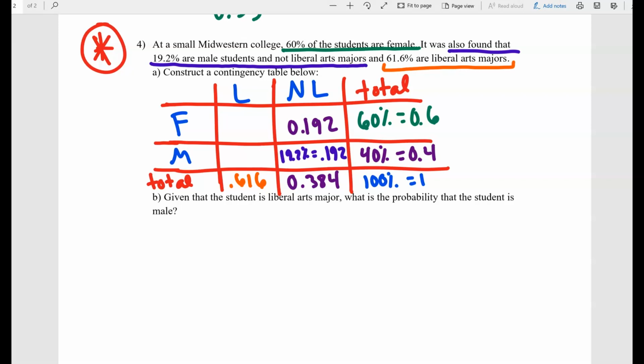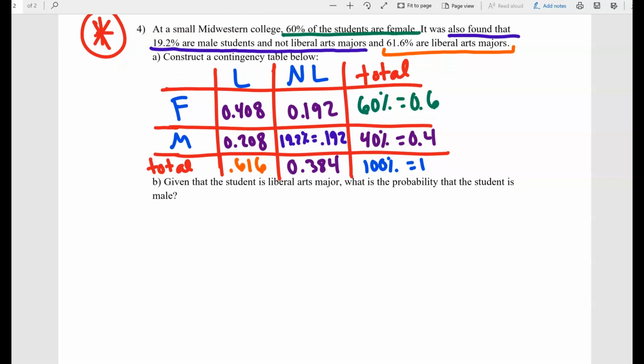Okay. And now we just need to figure out the liberal arts in females and liberal arts in males. So I'm going to take this 0.6, subtract 0.192. That's going to give me 0.408. And then I'm going to take this 0.4, subtract 0.192. That's going to give me 0.208. So if you were to add all of this up together, you will be able to get the solutions in the total. So if I add this row, I will get 0.6. If I add this column, I will get 0.616. Okay, so that's my contingency table.